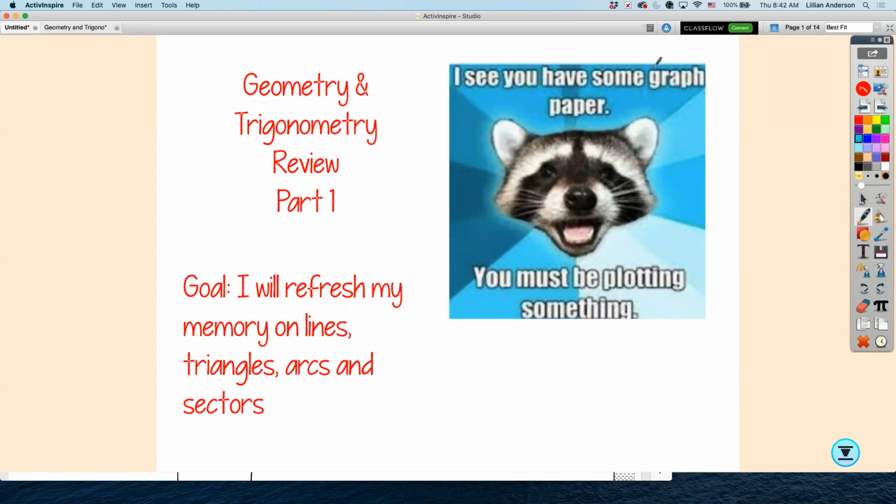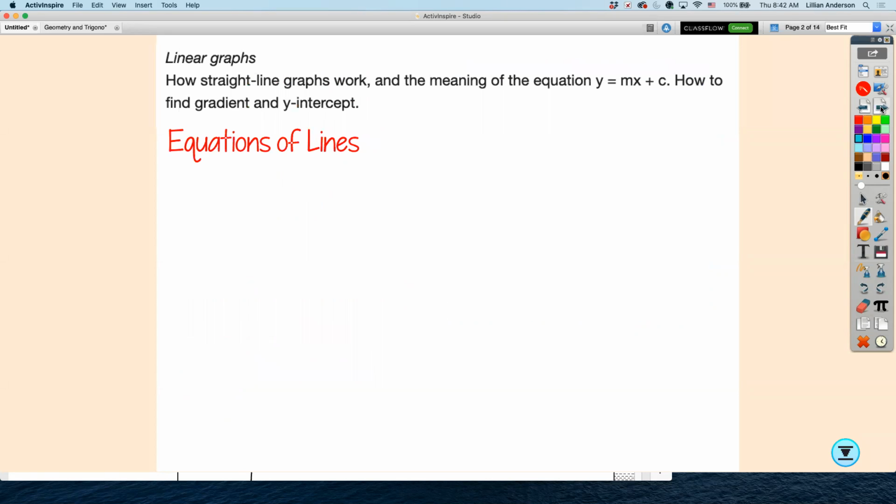If you do have your notes, it'll be good to look at them so you can have this side-by-side type thing. Okay. Linear graphs. You'll need to know how straight line graphs work, how to graph them, the meaning of y equals mx plus c, how to find gradient and y-intercept.